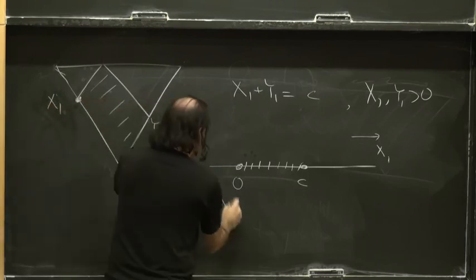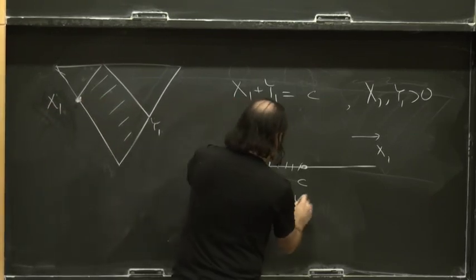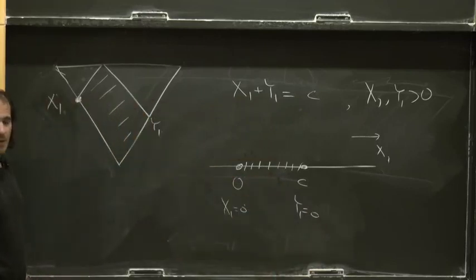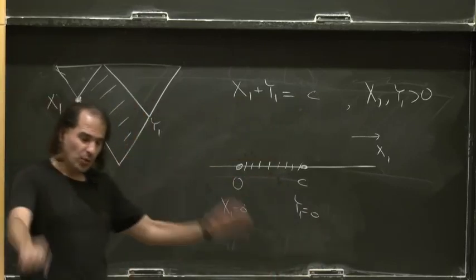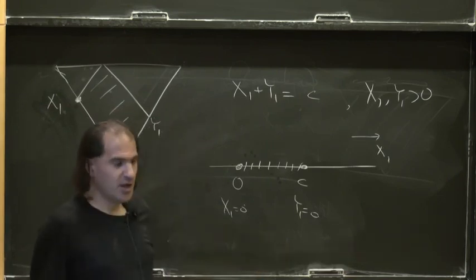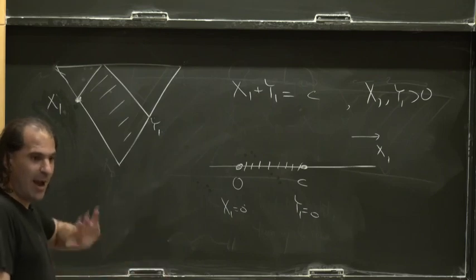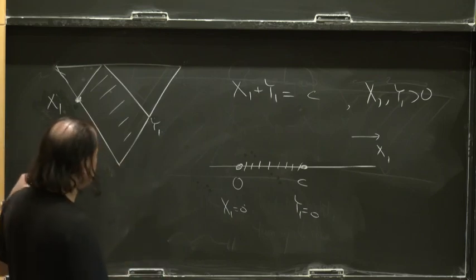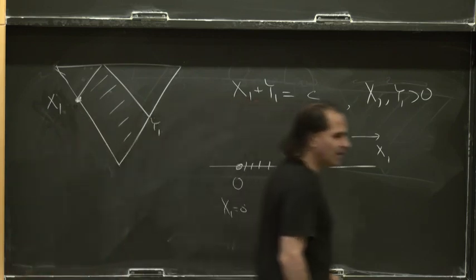On this end, x1 goes to 0. On this end, y1 goes to 0. So C here is just fixed. We're imagining that this positive source is fixed, so the only thing that we're varying is the boundary data. All right, so that's a little interesting.